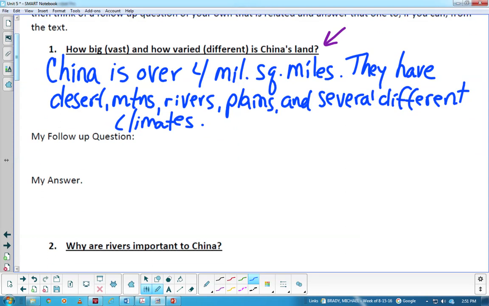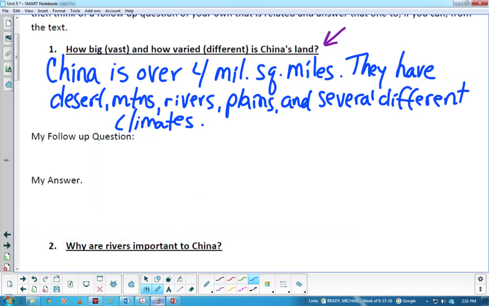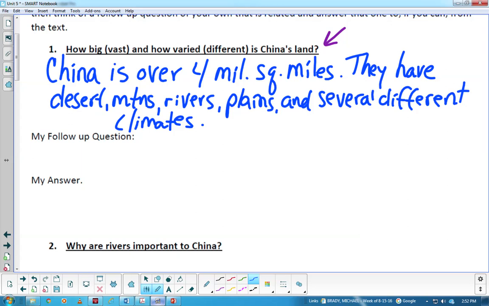Now the follow-up question is yours. You come up with a question. The only requirement is that that question has to be answerable from the textbook. So now I'm reading through here and I want a follow-up question. Well, I've already said that China's got over 4 million square miles. They've got deserts, mountains, rivers, plains, and different climates. As a follow-up question, I might zero in right here, more than 26,000 feet. How tall are the mountains south of the plateau of Tibet? So that's my follow-up question.